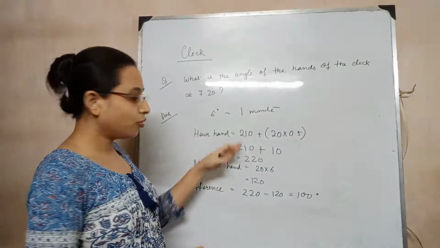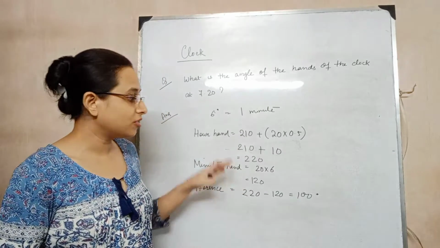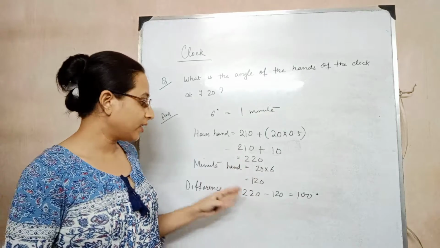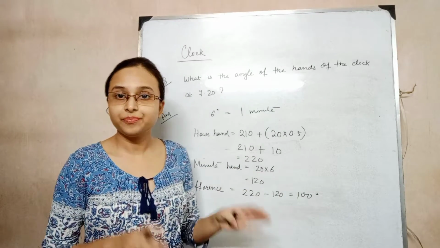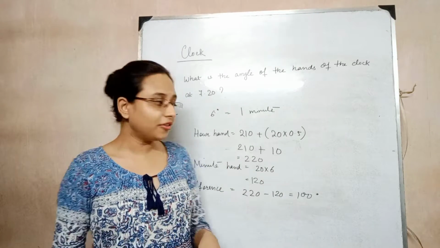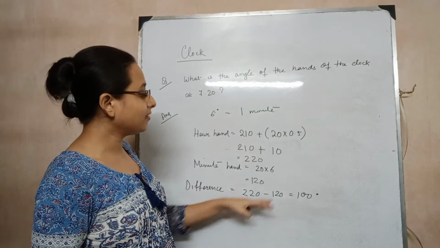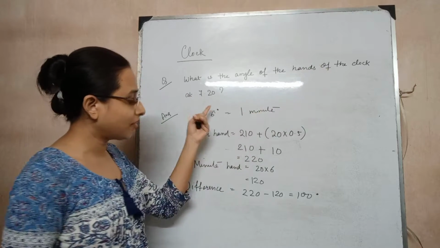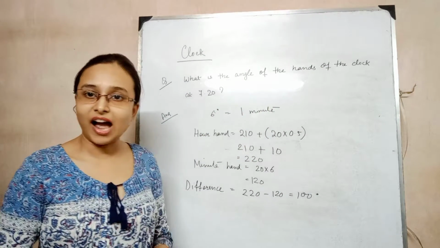Okay. So, if you have understood this calculation, from where we have got 220, from where we have got 120, and the difference is 100, then the sum is clear enough. So, the difference is 100 degrees. What is the angle of the hands of the clock at 7:20? The answer will be 100 degrees.